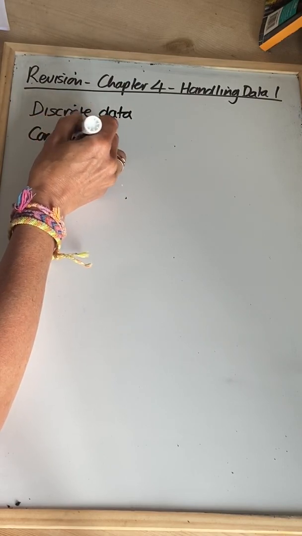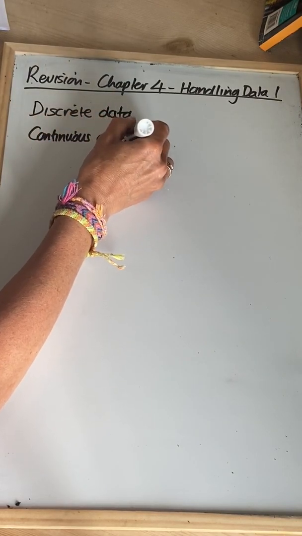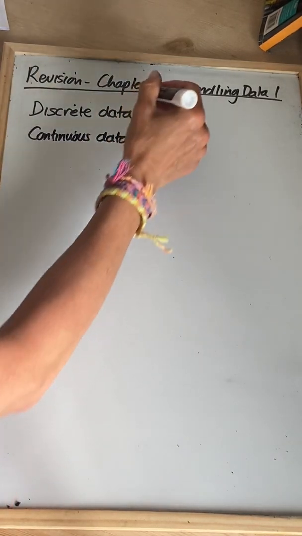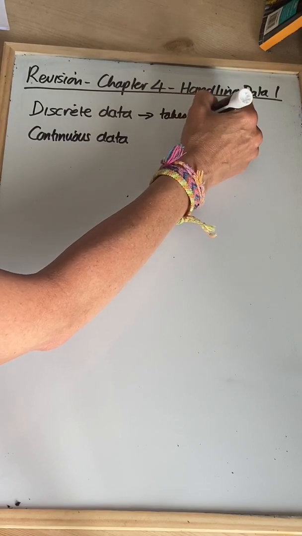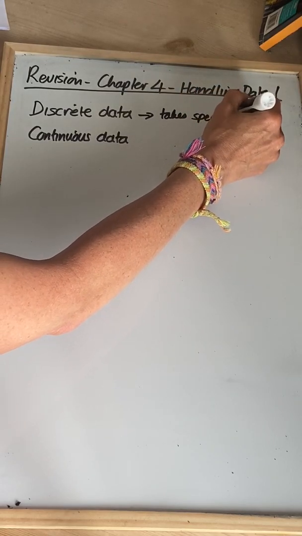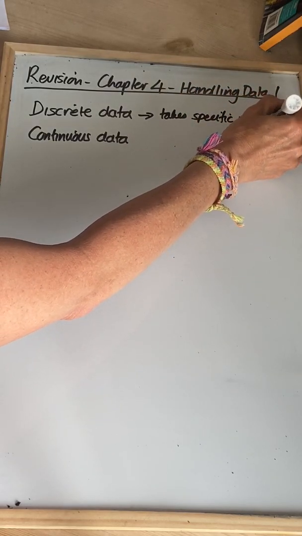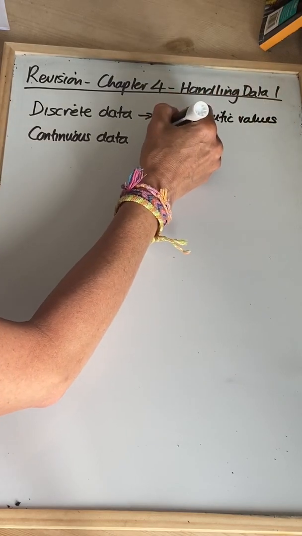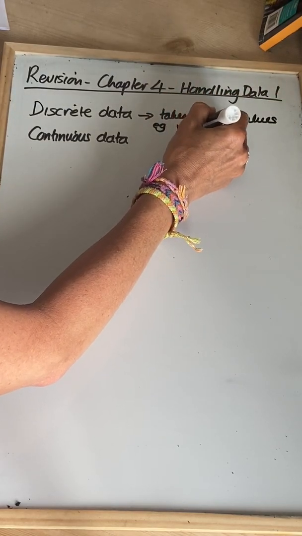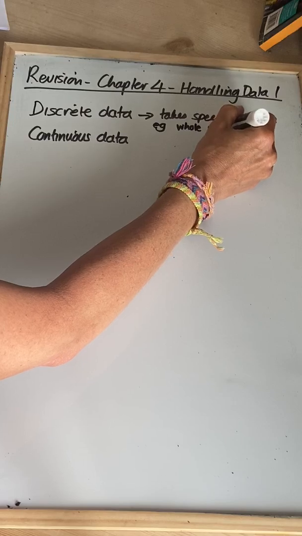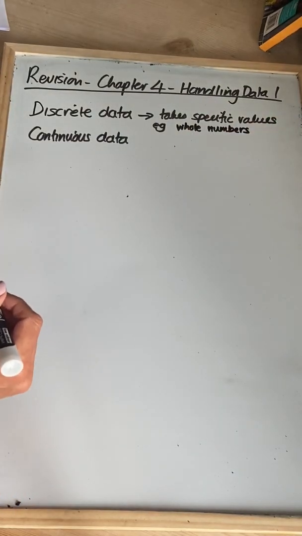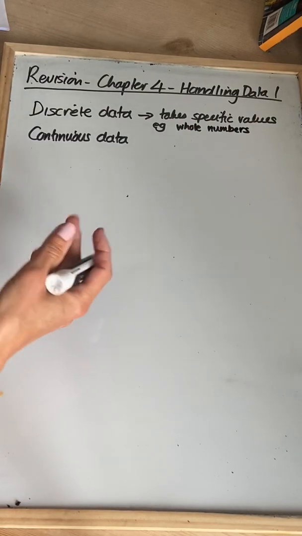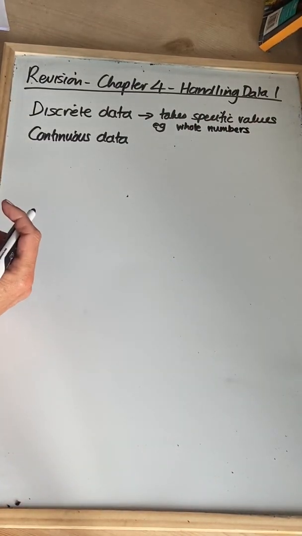And basically, discrete data can take only specific values, e.g. whole numbers. So if you ask somebody how many siblings they've got, they can't have 1.5 siblings, they will just tell you they've got 1, 2, 3, 4 or 0.